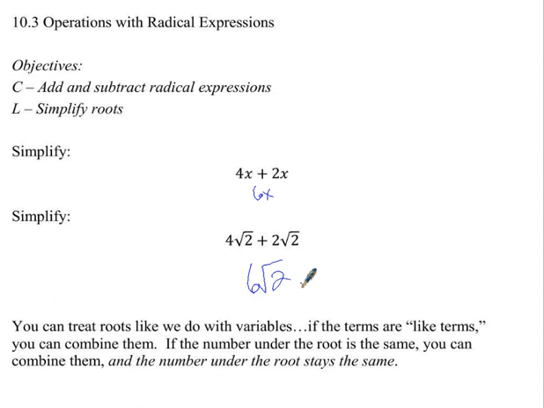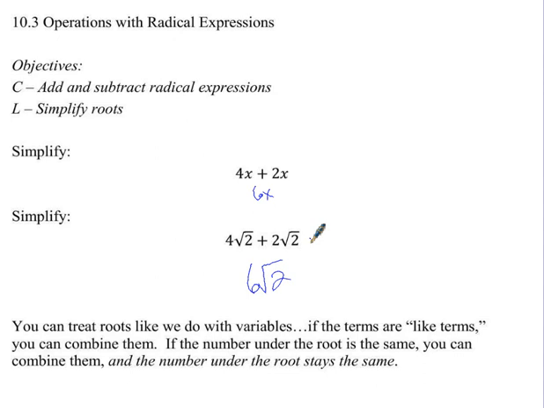If the terms are like terms, meaning they have exactly the same thing under the square root, then you can combine them. If this was actually 2 square root 3, these would no longer be like terms and you can't combine them anymore. That would be like having 4x plus 2y. We know we can't combine those. Those are not like terms. Neither would these be like terms if this was a different number.